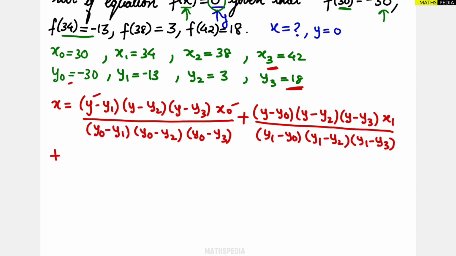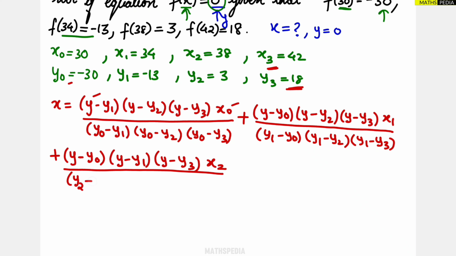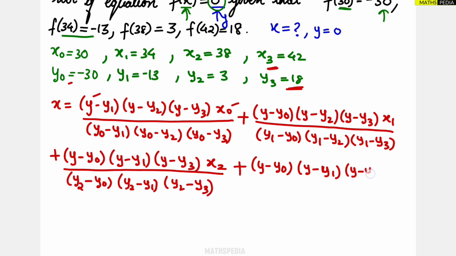Next, coming to the next part. So y minus, now y2 will be missing, right? So y0 is there, y1 is there, y2 is missing, y3 is there. So x2, whole divided by the denominator where you substitute y2 in place of y, and again the same thing, copy paste. And the last one we are going to write: y minus y0 will be there, y minus y1 will be there, y minus y2 also will be there, y3 will be missing because we are taking x3, and in the denominator in place of y you have to put y3.